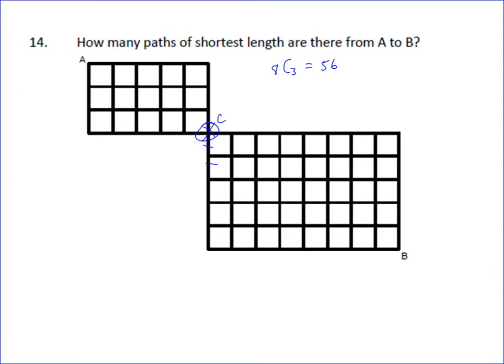Well, the number of paths from C to B, there are 13 is the length, and so it's going to be 13 choose 5. When you do 13 choose 5, you come up with 1287. So there are 56 paths that go from here to here. There are 1,287 that go from C to B. And so the total number is just to multiply 56 times 1287, and you end up with this nice number, 72,072. And that's how many paths there are from A to B.